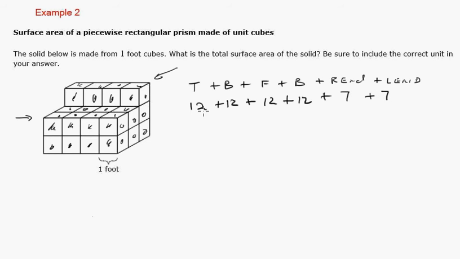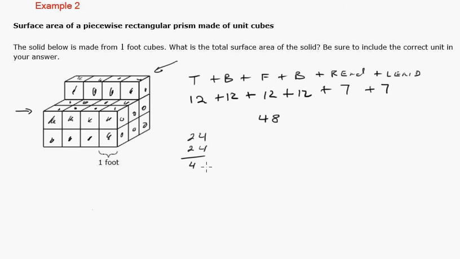So 4 times 12 is 48, right? 12 plus 12 is 24, so 24 plus 24 is 48, and then 7 plus 7 is 14. So 48 plus 14 is 62. So we would get 62.